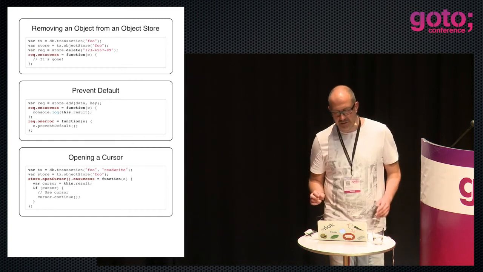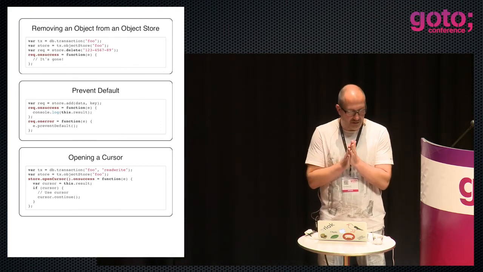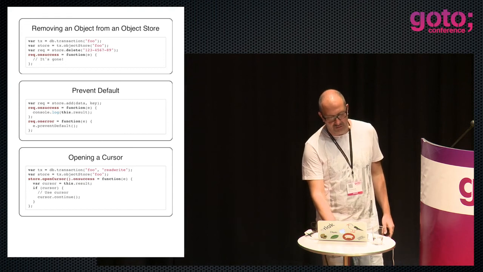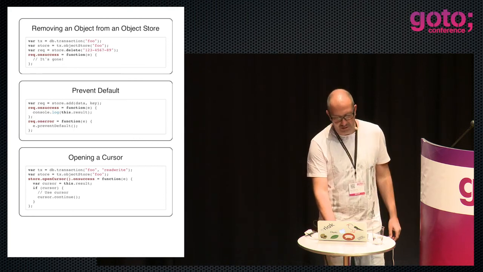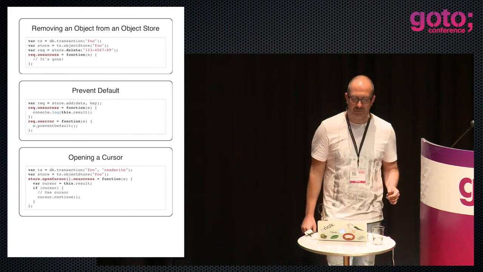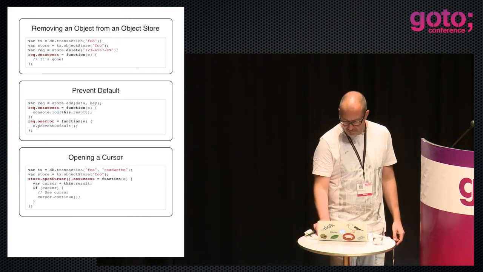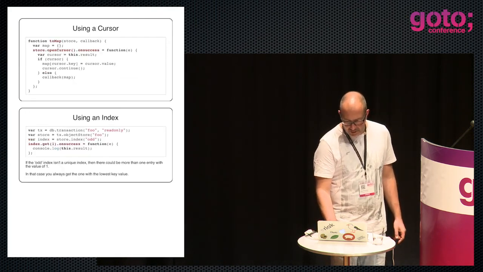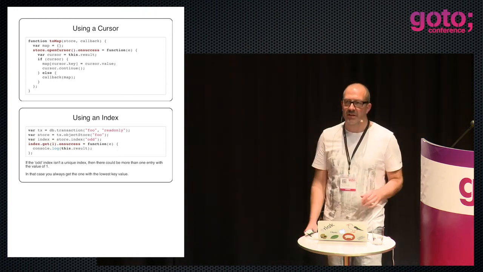Then there's cursors, and cursors give us the possibility to traverse our buckets, our object stores. The main thing about these cursors is that this callback is called for every element, and we call continue to get the next call. So this is a kind of tail recursive way of doing it. We can use it when we get a cursor. The cursor has a key and a value, and the value is the object that we stored under the given key.